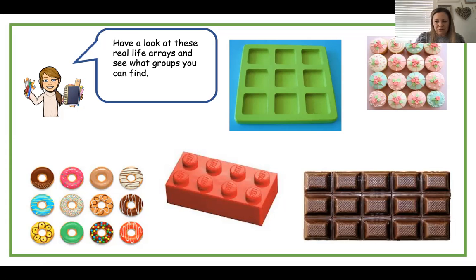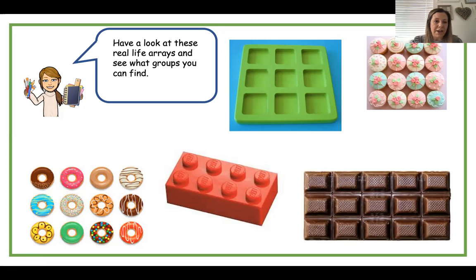Or if I look down the rows, look, I can see groups of three. How many threes are there? So there's one, two, three, four, five columns of three. So that's five groups of three. So I could write three add three add three add three add three equals, okay?